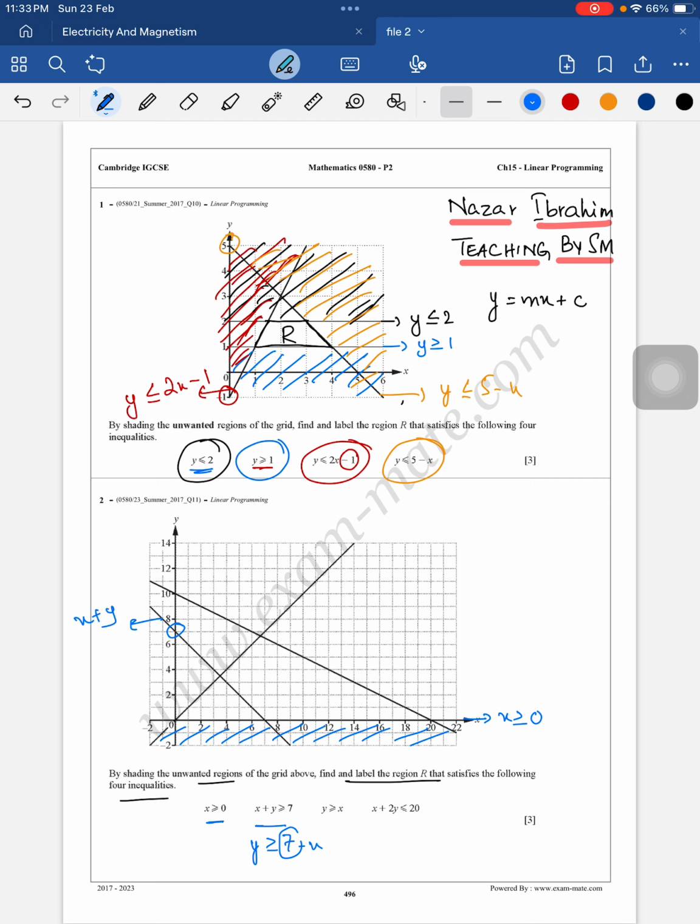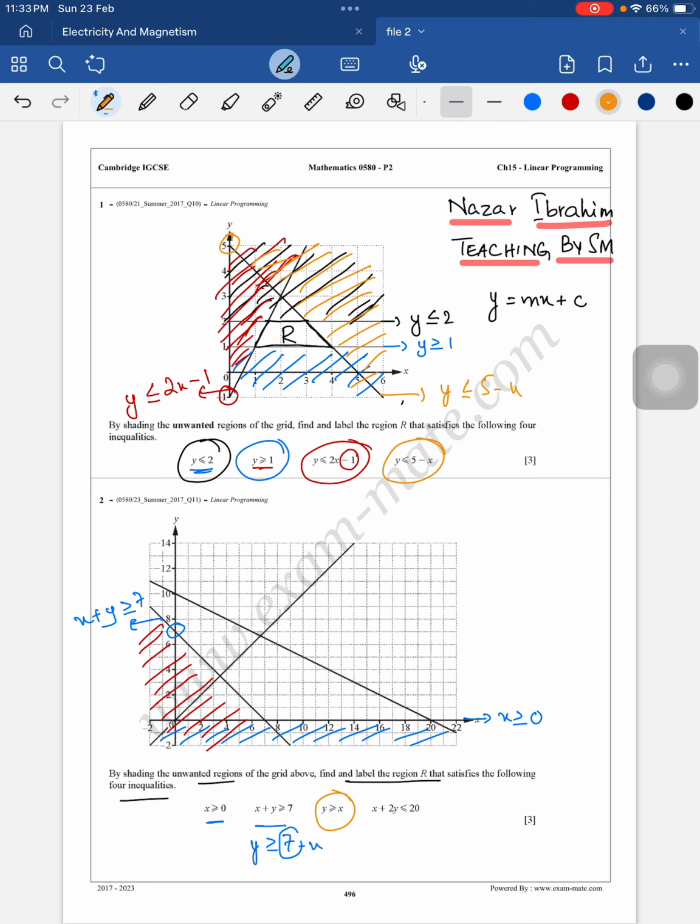So this is basically x plus y greater than or equal to 7. Now the greater than part is the upper part, right? I will be shading the less than part, because that is the unwanted part. Is it clear? Okay. The third inequality is y is greater than or equal to x.